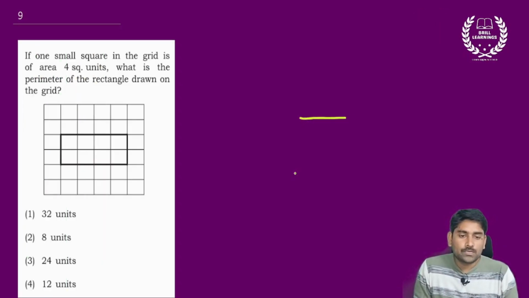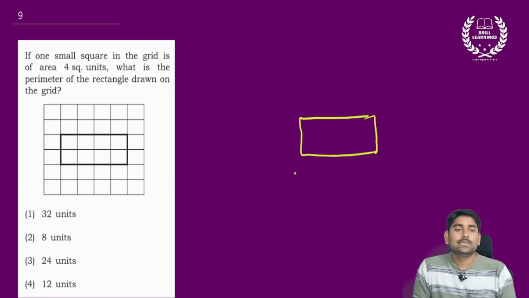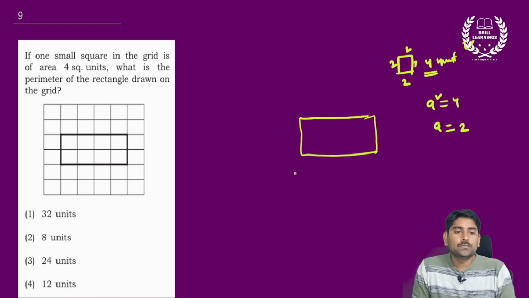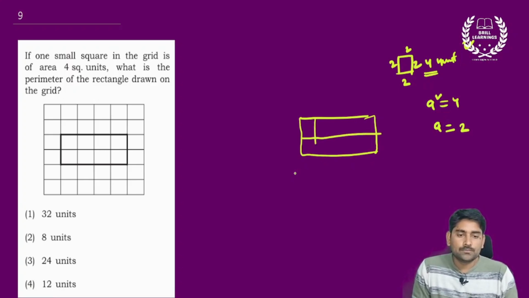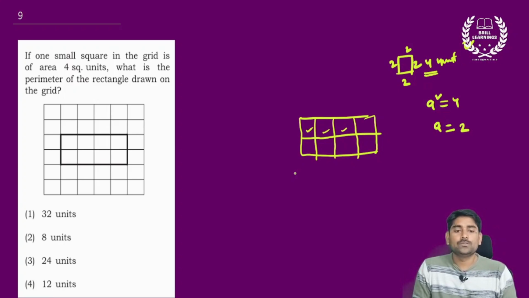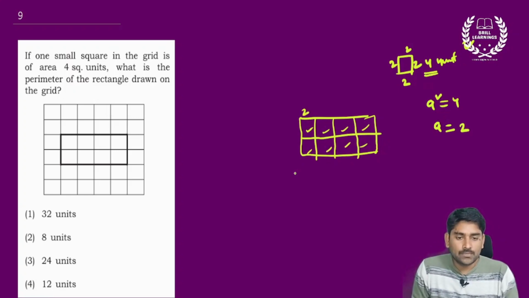First draw the grid here. Okay, what they have given, each grid area is 4 square units. Okay, unit square. 4 means a square is equal to 4, side will be 2, that means side is 2 for this square. Okay, now split these portions. How many portions do we have in this? Total we have 8 grids. 1 2 3 4 5 6 7 8. 8 grids we have here. So each side is 2 centimeter here.